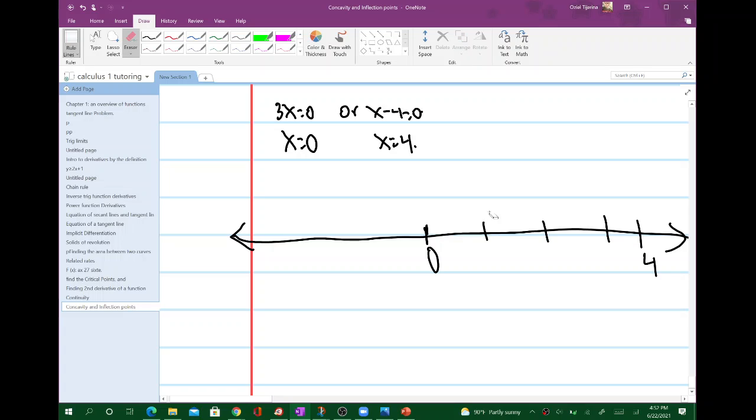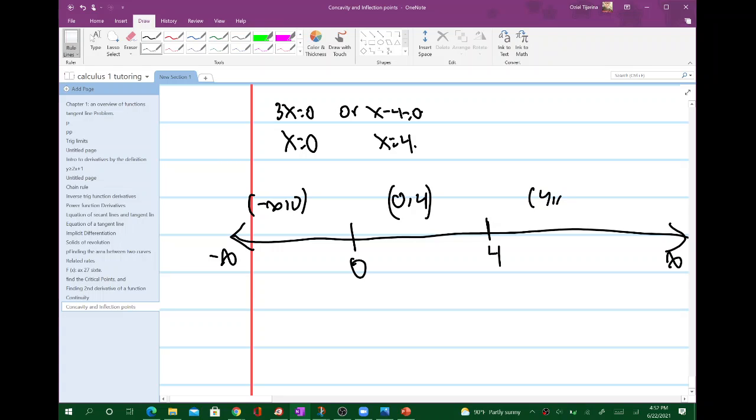So basically we have two things. It's going to be x equals 0. Let's just pretend that's where 0 is. And then here's 4. Now we're going to test the following x values. So the intervals are negative infinity to 0, 0 to 4, and then 4 to infinity, right?